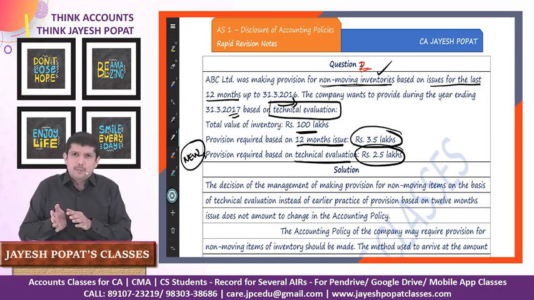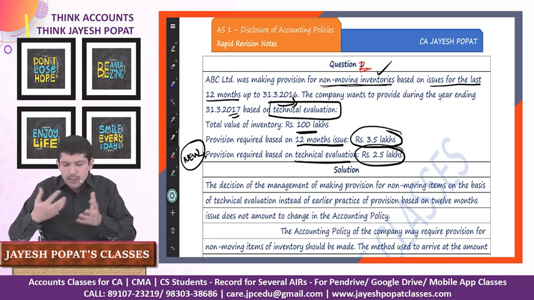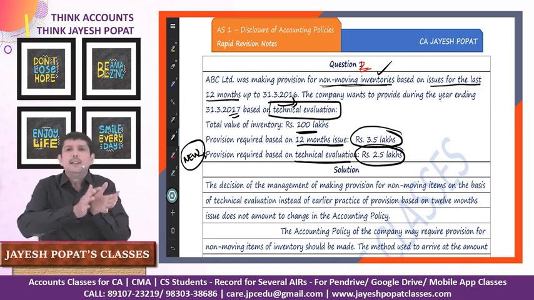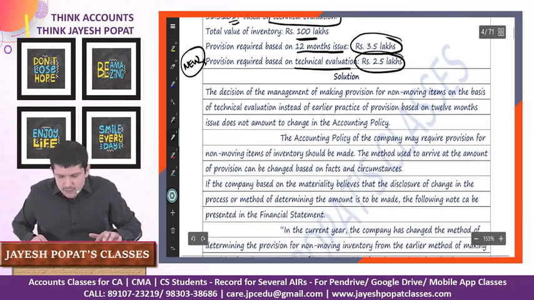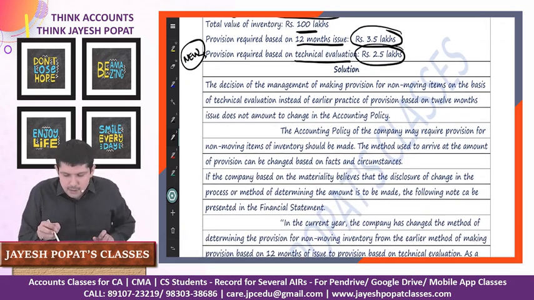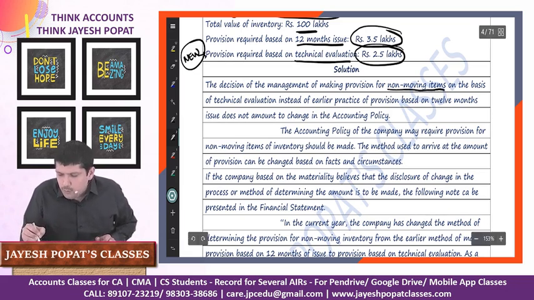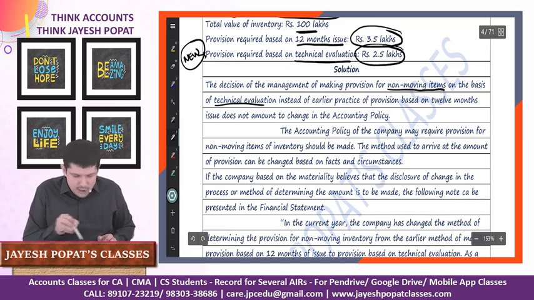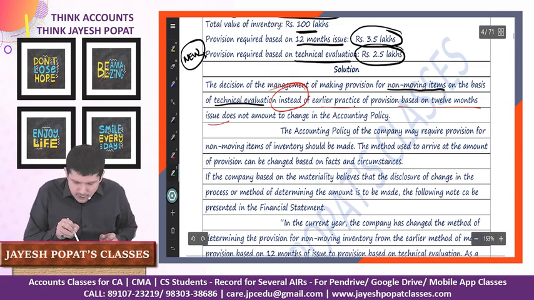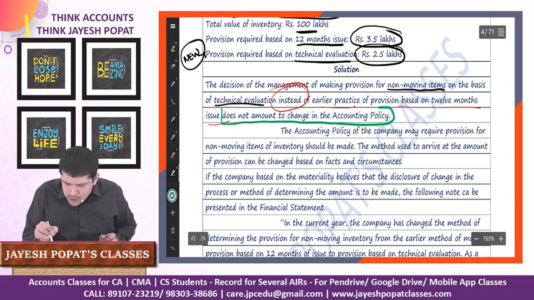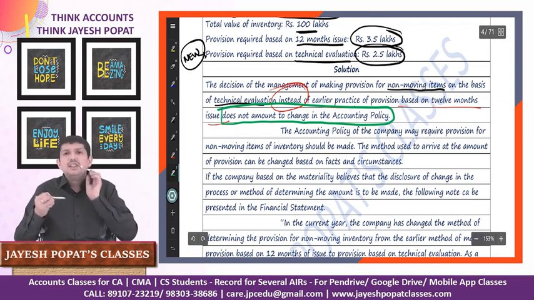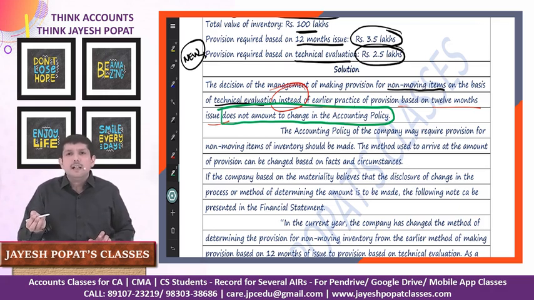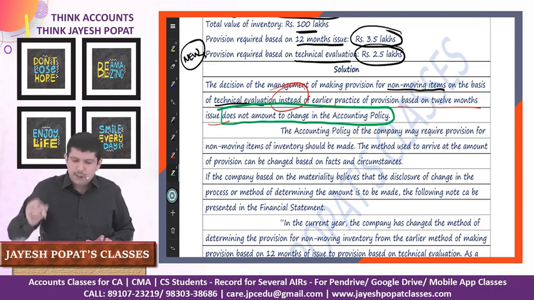The way in which you make the provision could be changed because you will look at the most appropriate method of calculating the amount of provision. So in this answer, we will state that the decision of the management of making provision for non-moving items on the basis of technical evaluation, instead of the earlier practice of provision based on 12-month issues, does not amount to a change in accounting policy. This is just a change in the method in which you are calculating the amount. This is not a change in accounting policy, because your policy is to make provision.